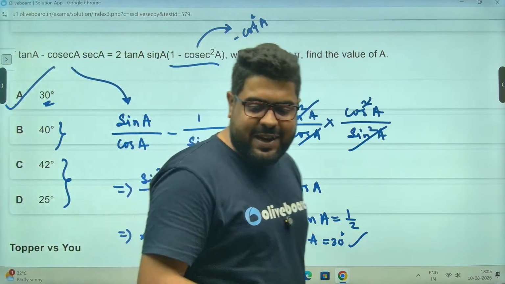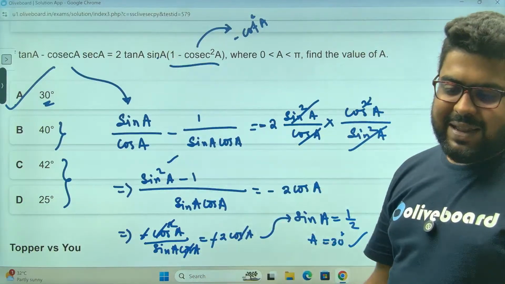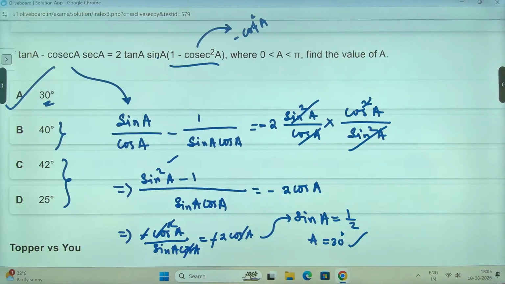So again, after I get the result, I am quite confident that if I had put the 30, it would have been giving us the value directly. It would have been very easy.